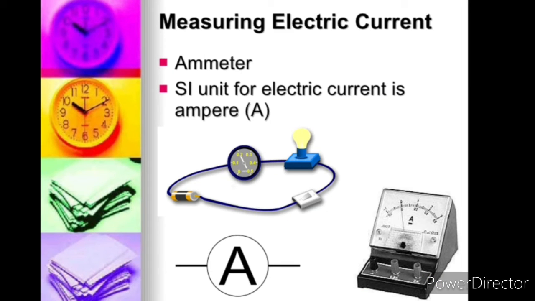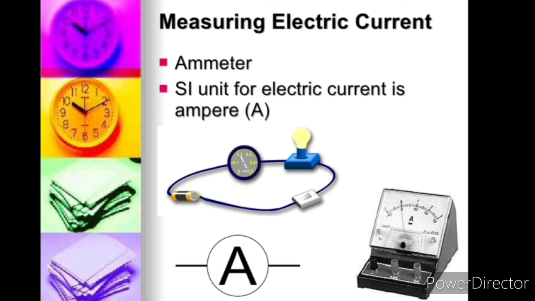How do we measure the electric current? With the help of an ammeter, we can easily measure the electric current in a circuit. This is the diagram of an ammeter. The ammeter device looks like this, and this is the symbol of the ammeter. And in this circuit, this is the ammeter shown.